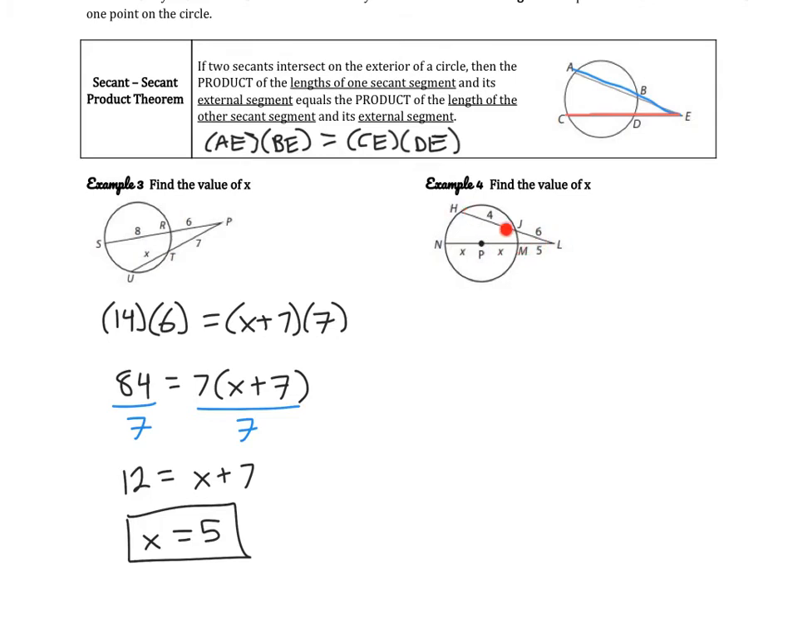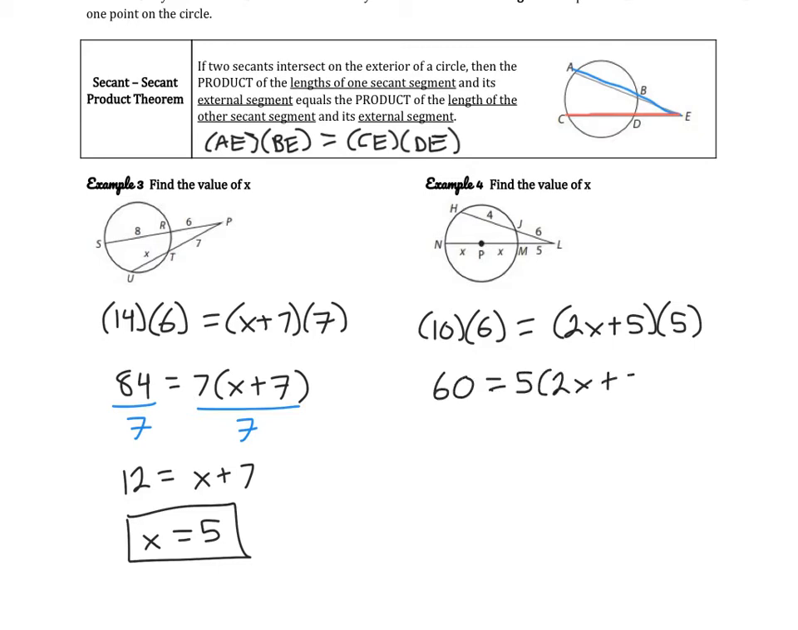So our total for secant LH would be 4 plus 6, which is 10, times the external portion, which is 6. And then for secant LN, the total is 5 plus x, which would be 2x plus 5, times 5. So here we get 60 equals 5 times 2x plus 5.